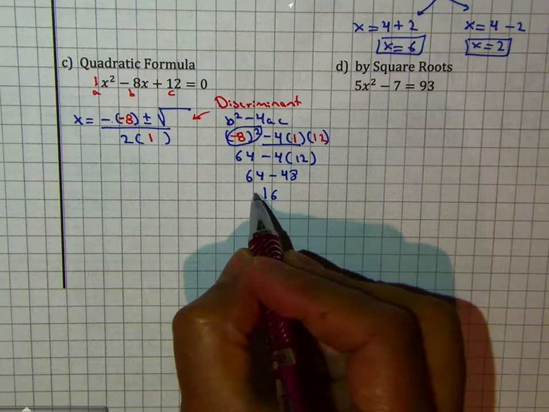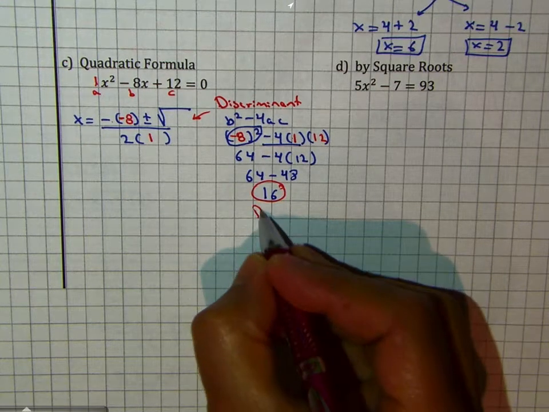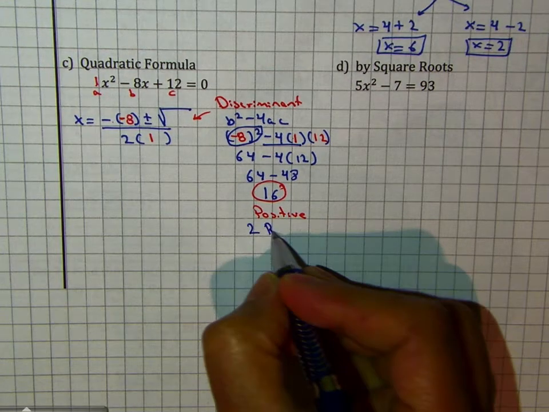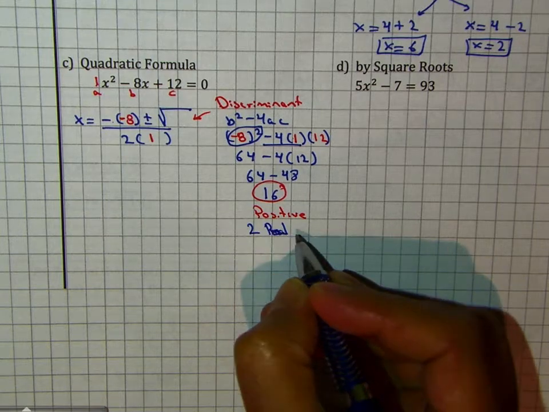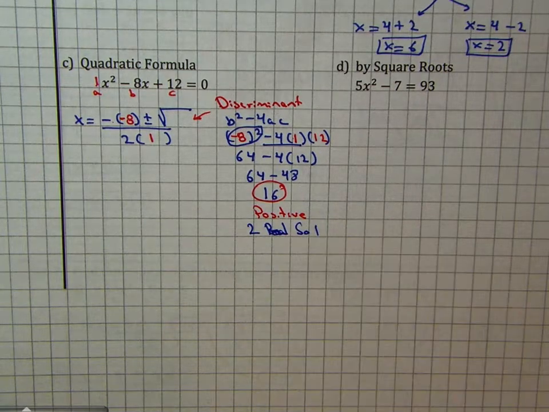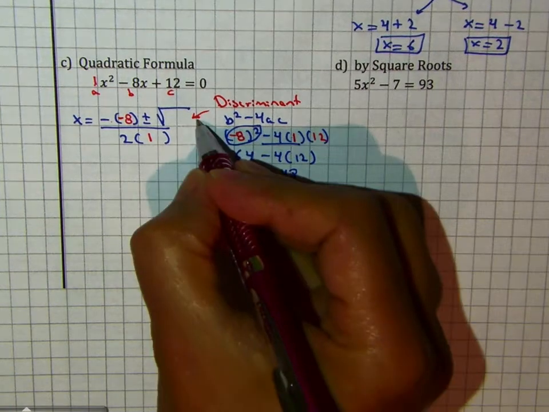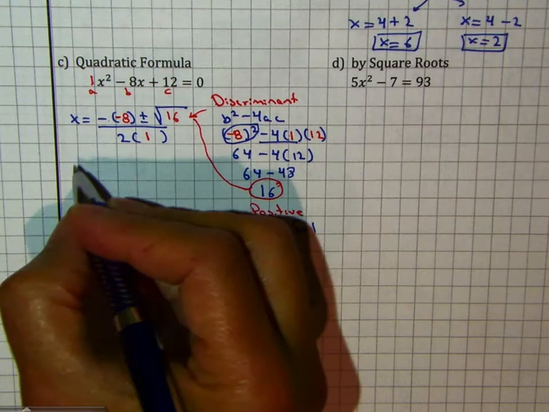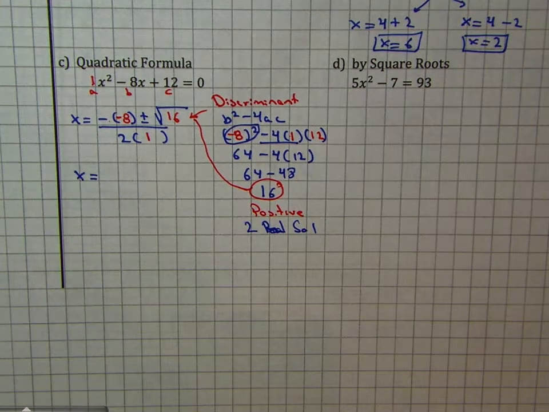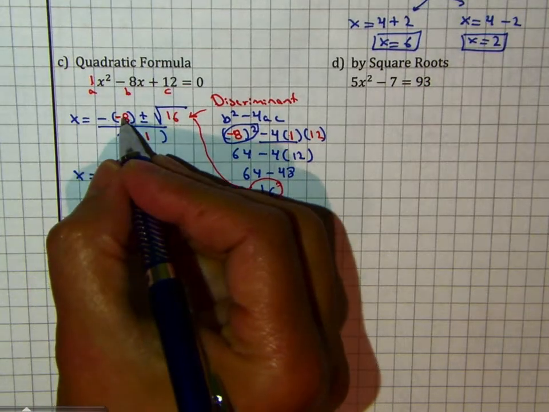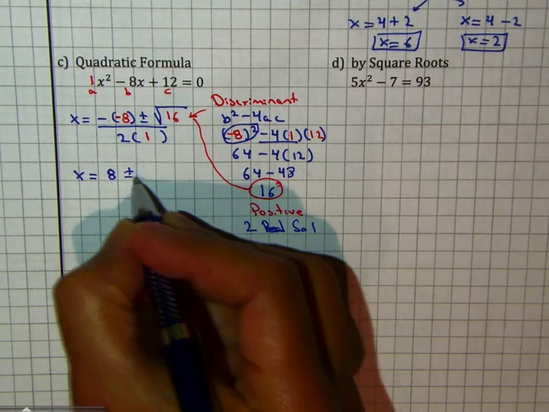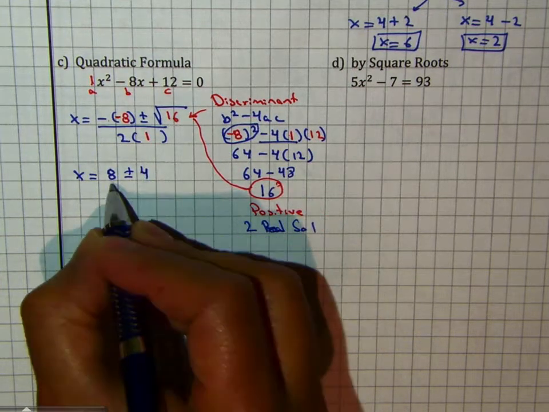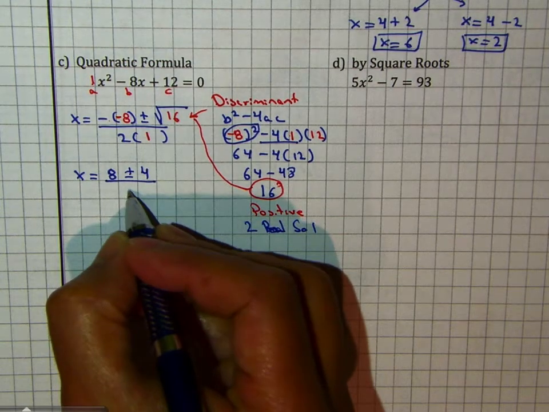And now, this is positive. Your discriminant is positive, that means that you have two real solutions. But in this case, we're just going to plug it in there. So we have x equals negative and negative becomes a positive 8. Square root of 16, that's a perfect square. So therefore, square root of 16 is just 4. We don't need to do a factor tree. And that gives me 2.